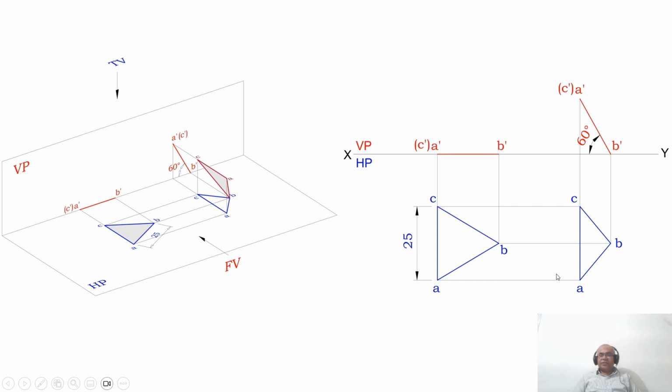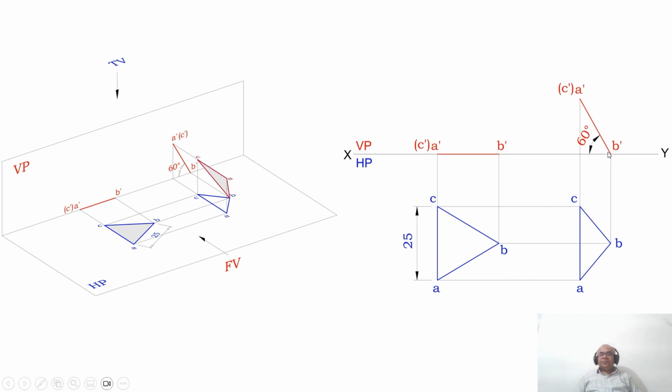This will not be in true shape, because as A dash B dash is inclined to HP, obviously this line will not be in true length. As B dash C dash is inclined to HP, BC will not be in true length, whereas A dash C dash is parallel to HP, therefore you are getting the true length here. Since two of the sides are not parallel, you are getting the apparent length. So obviously this will not be in the same shape as this. This is the true shape because all the 3 lines are in true length, but here only one line is in true length. The other 2 lines are going to be in apparent length.